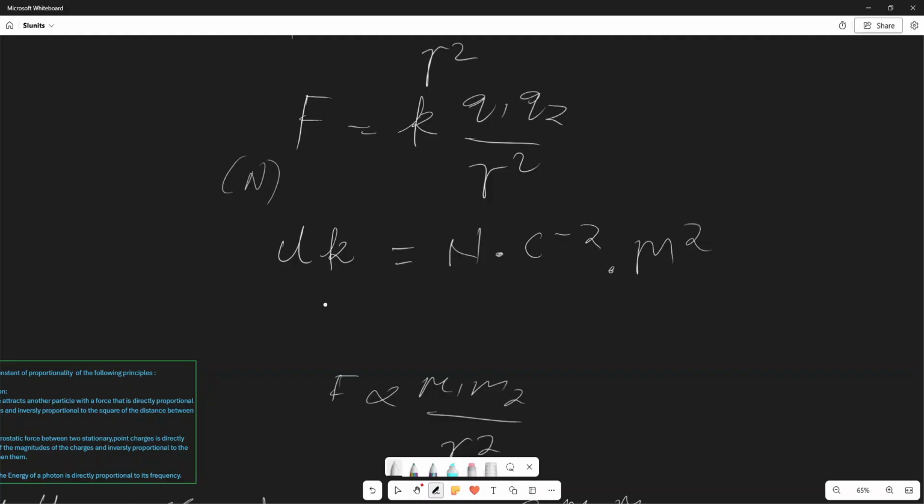That's what you will see. Let me just write Newton meter squared per Coulomb squared that way. Okay.